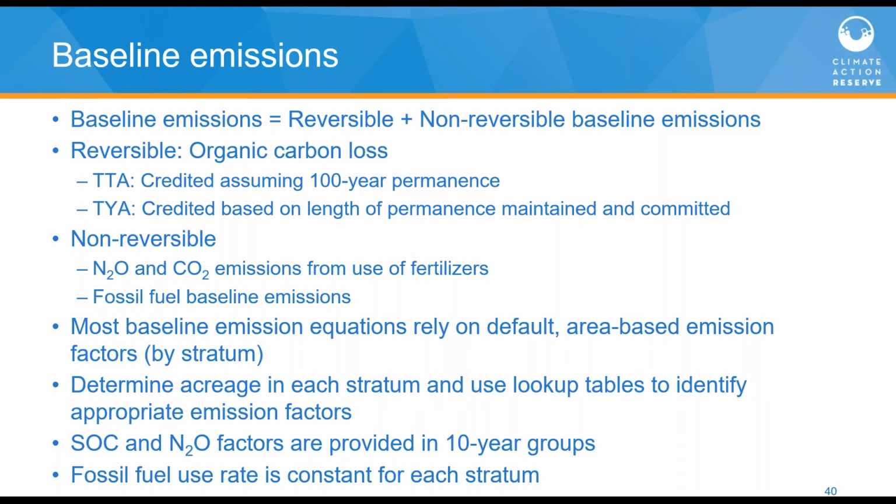Again, the actual number of tons that will be credited in any given reporting period depends on the length of your permanence commitment. And then the non-reversible tons: we've got N2O and CO2 from fertilizer use in the crop cultivation scenario, and then fossil fuel use in the crop cultivation scenario. Most of these baseline emission equations use default factors that are based on areas. So you stratify the project area and each acre has a different emission factor.